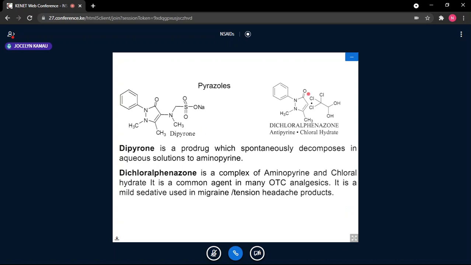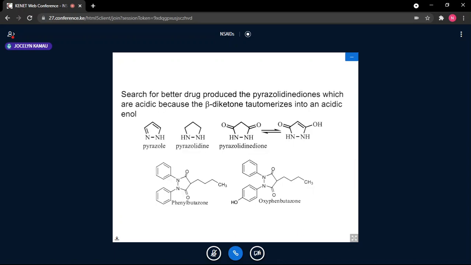And because of the toxicity found with these drugs, and yet the antipyretic and analgesic activity was discovered by chance, the chemists tried to work on them to produce another molecule which had lower toxicity and still maintained very good activity. So they produced the pyrazolidinediones, which are acidic because the beta diketone tautomerizes into the acidic enol. This drug undergoes keto-enol tautomerism very well, and therefore has better activity.